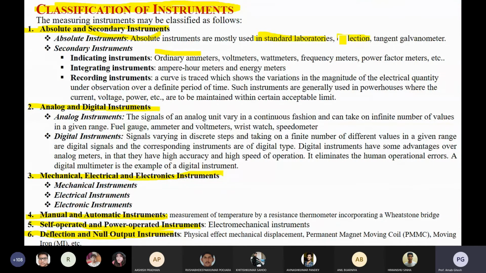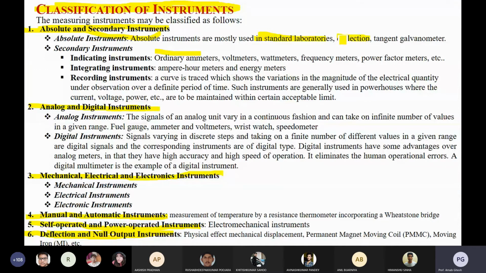Then the deflection instruments and the tangent galvanometer are absolute instruments, which means you can directly use them as a null detection. The tangent galvanometer or the deflection meter can also be used for null detections.